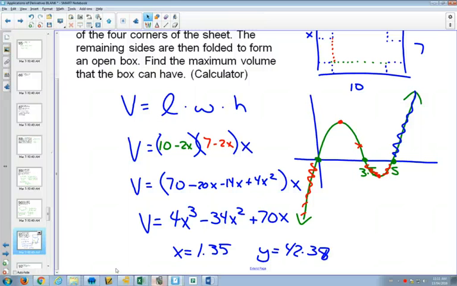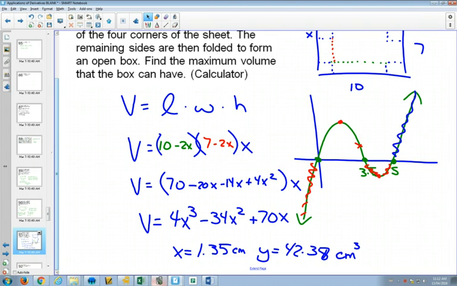So that's using our graphing calculator. We find out the best thing to cut out as far as a square would be a square of 1.35. Our units are centimeters, so we should cut out 1.35 centimeters, and that will give us a volume, that's an ugly 3, of 42.38 centimeters cubed. And that's the biggest volume that you could make given that cardboard that you have.